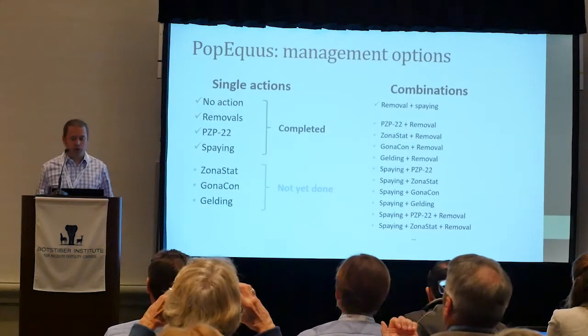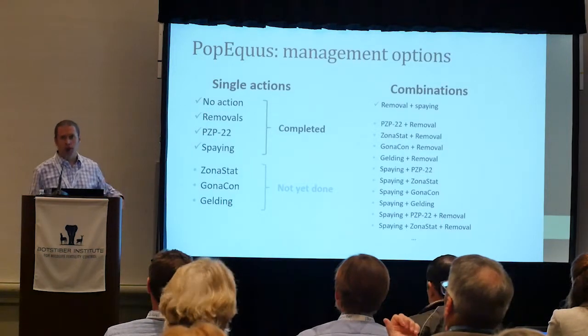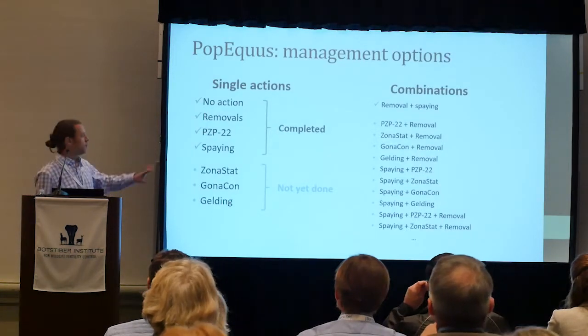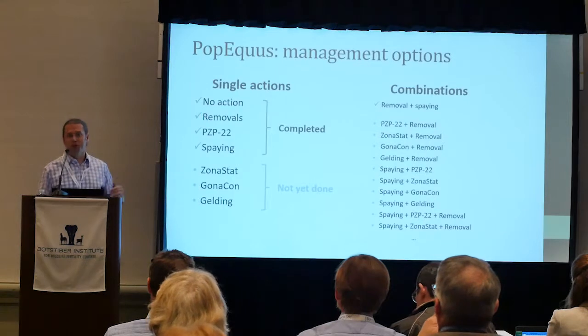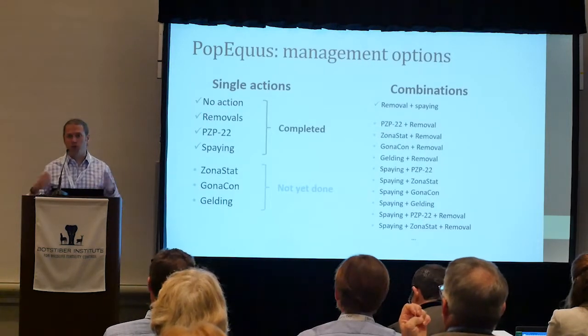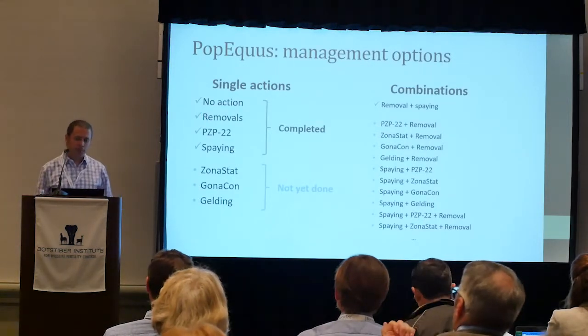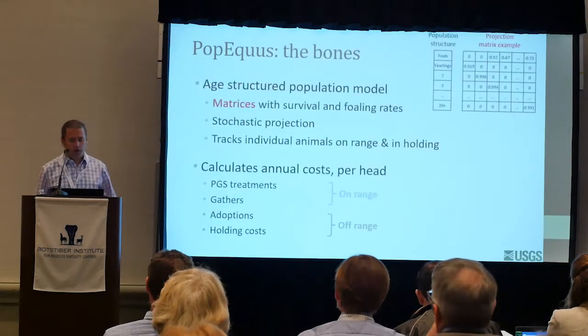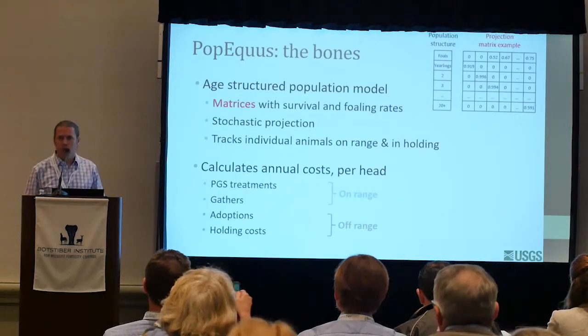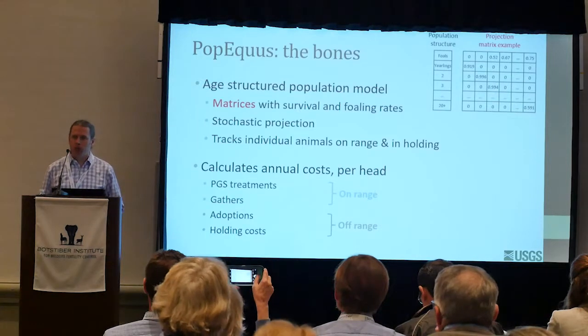These are hypothetical scenarios. Eventually we're going to add lots of combinations. We want to make sure that we have these fine-tuned and are really working well before we start combining things. So right now, that's what we've done. The bones of it is that it's an age-structured population model.